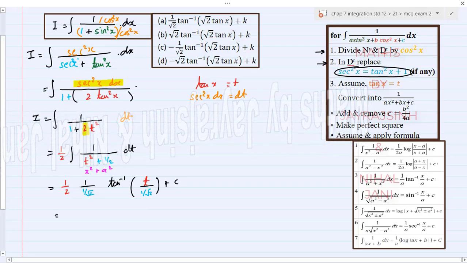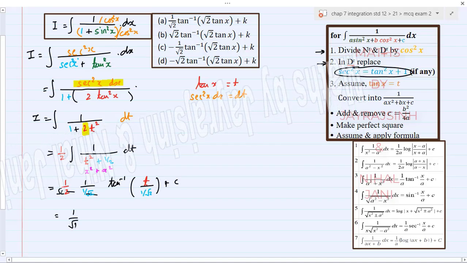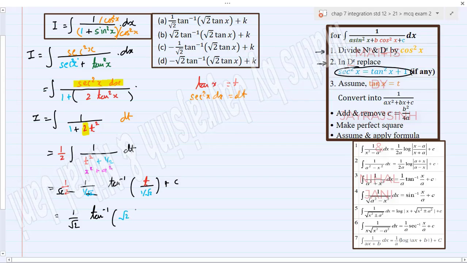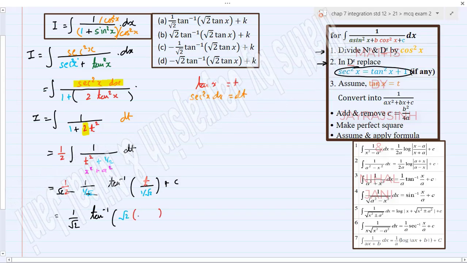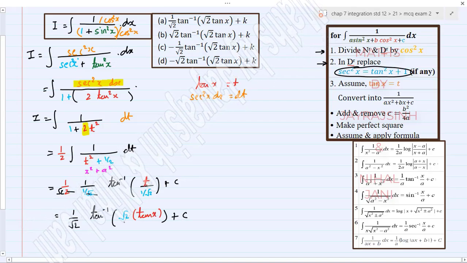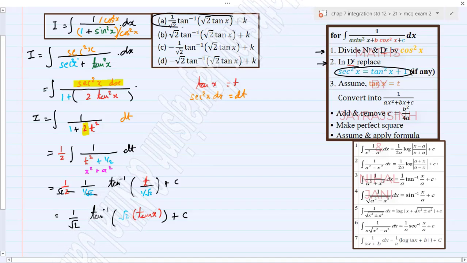Now in simplification, we can say this root 2 will cancel out, we will get 1 upon root 2 tan inverse of root 2t. To get the final answer, we have to substitute the value of t, which is tan x, plus c. So tada! This is your final answer, which is given in option A.